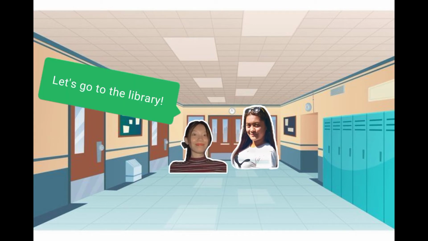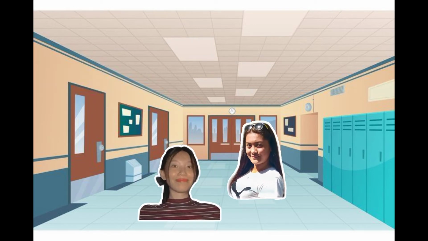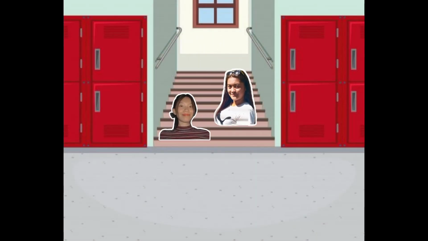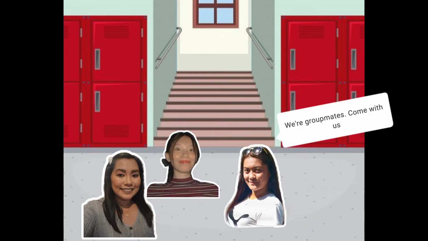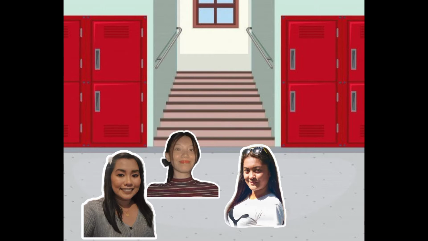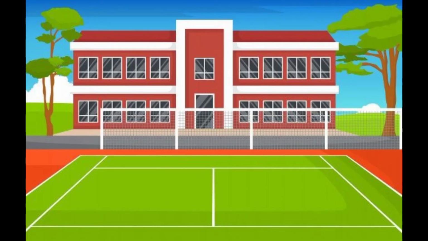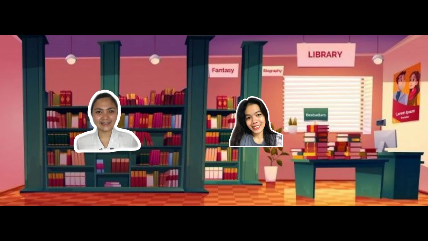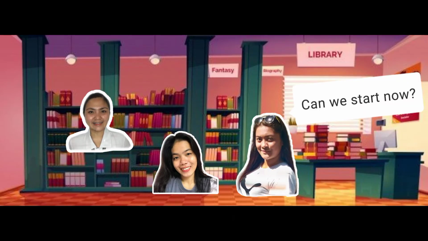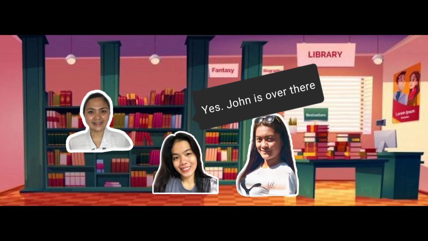Let's go to the library. Oh, hi Leica. We're group mates. Come with us. Let's go. They're here. Can we start now? Yes, John is over there.